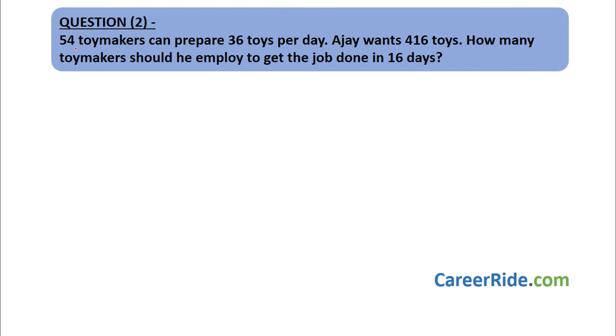Question number 2. 54 toy makers can prepare 36 toys per day. Ajay wants 416 toys. How many toy makers should he employ to get the job done in 16 days? Now, again, this is very easy. We have our two scenarios which we need to equate. We have our men, days, time, work done in the second case, equal to men into days into time into work done in the first case. Let's find out both the scenarios.